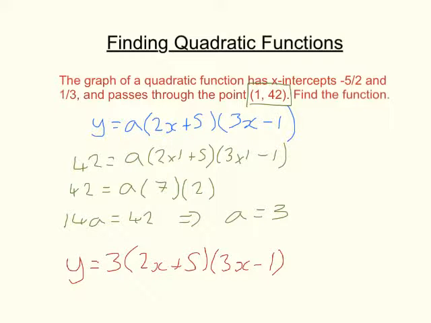So that's how we find a quadratic function from some information. We either use the vertex form if we're given a vertex and a point, or the factorized form if we're given x-intercepts or roots. We then use the other point we're given to substitute in to find the value of a, and once we know a, we substitute that back into the other form, the factorized or the vertex form.